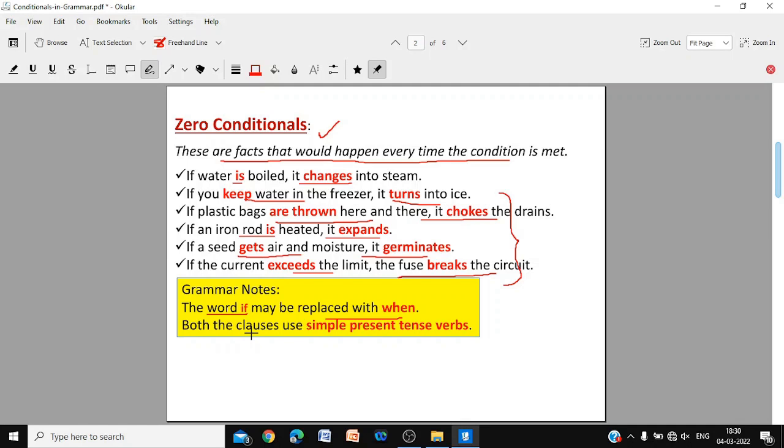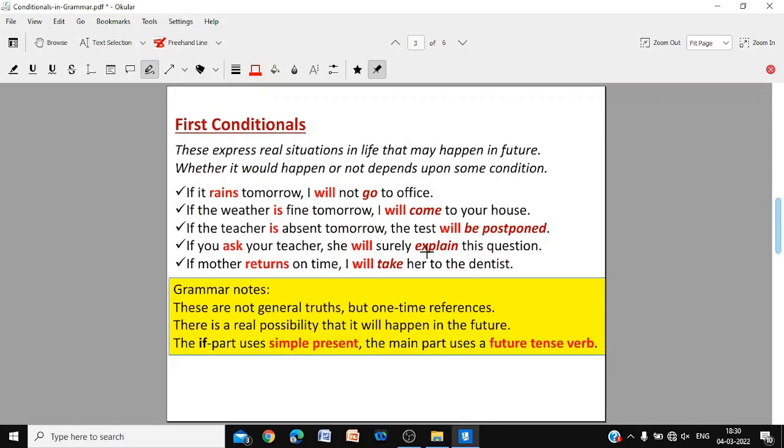And both the clauses use simple present tense. Water is boiled, changes into steam. Keep water, turns into ice. Are thrown, chokes the drains. If a seed gets, germinates. So both the if part and the main part use simple present tense. That is zero conditional.